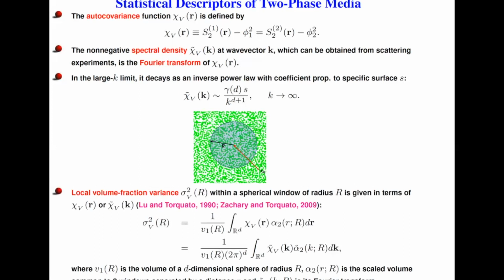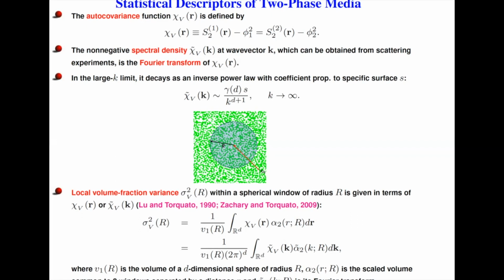Okay, now another very interesting quantity when it comes to porous media is the local volume fraction variance. Imagine that I have a spherical window of radius capital R, and I count the volume fraction within that window. But if I locate it at a different place, the volume fraction will be different. So I have a random variable associated with the volume fraction. And I'm going to call the variance for that particular radius R sigma v squared.